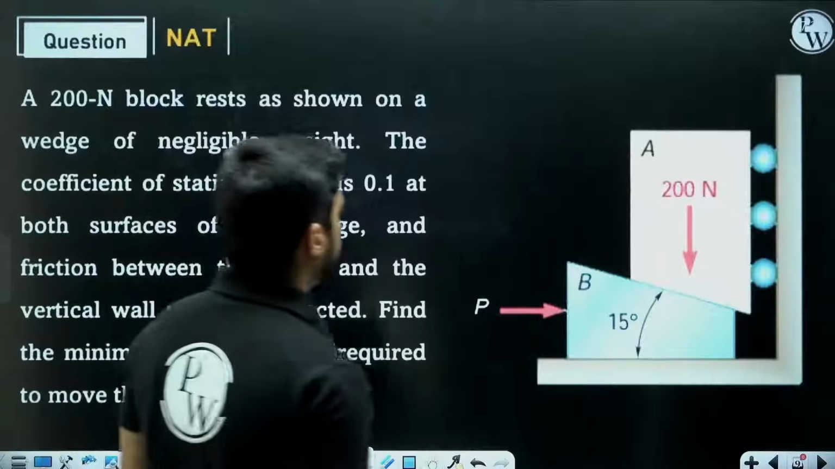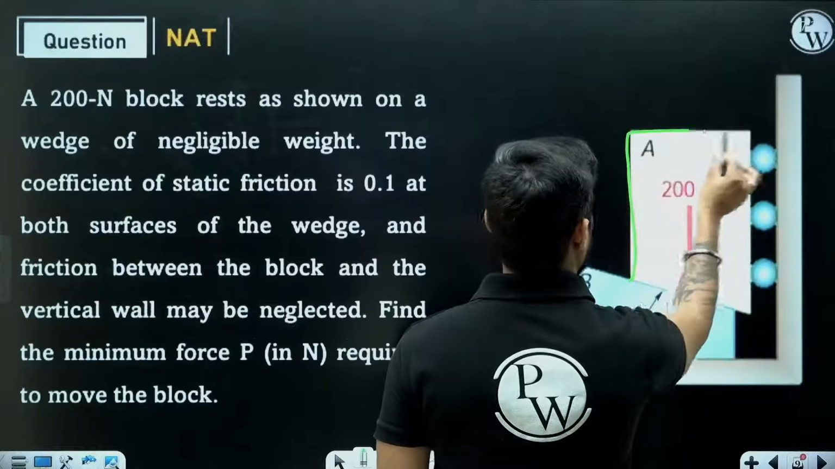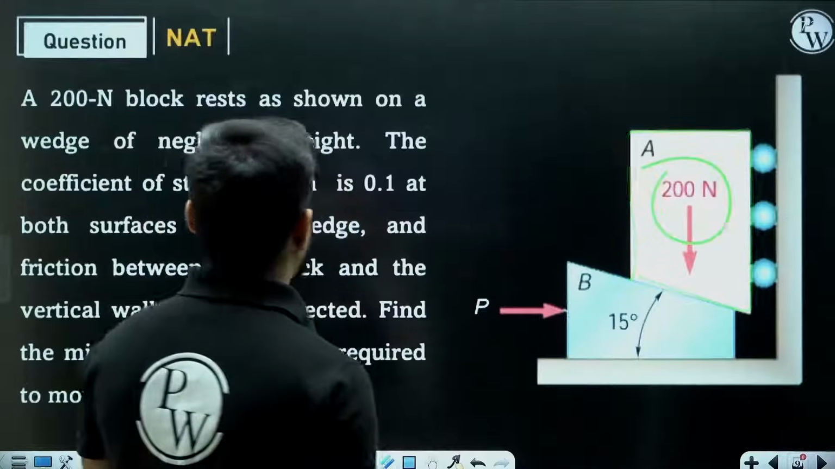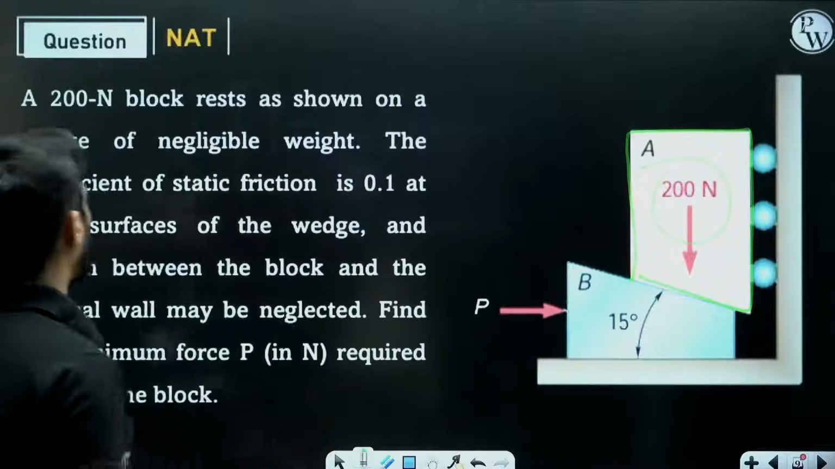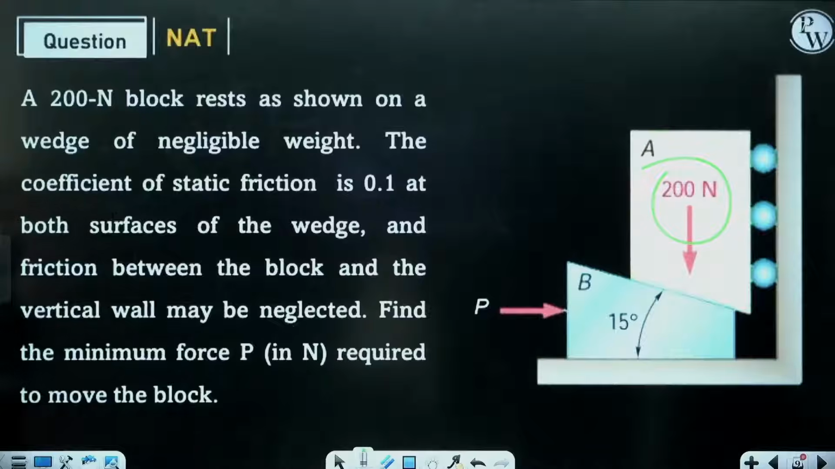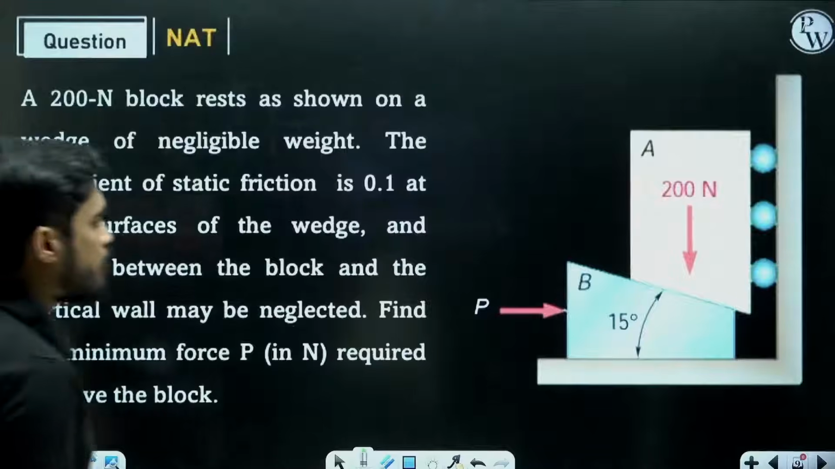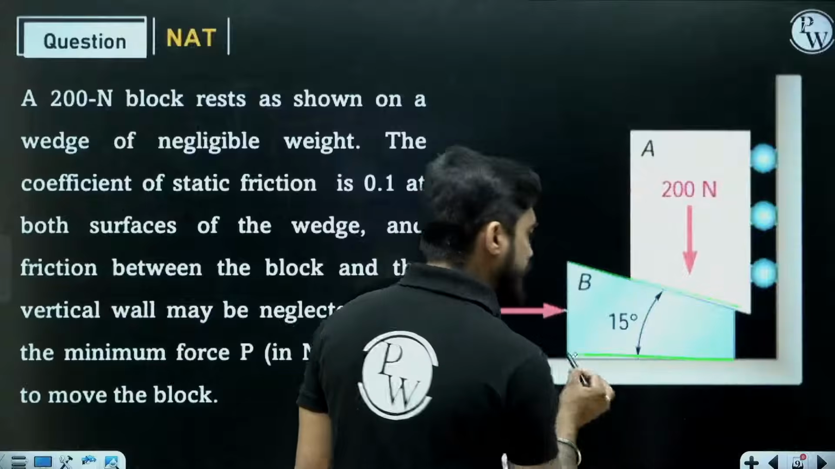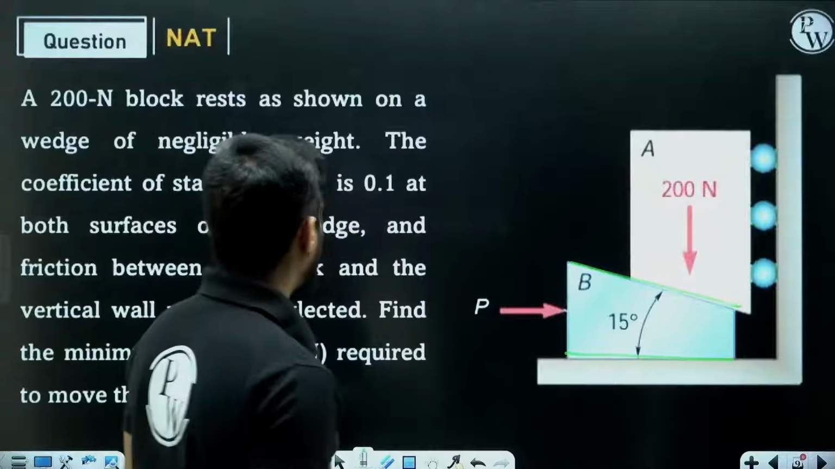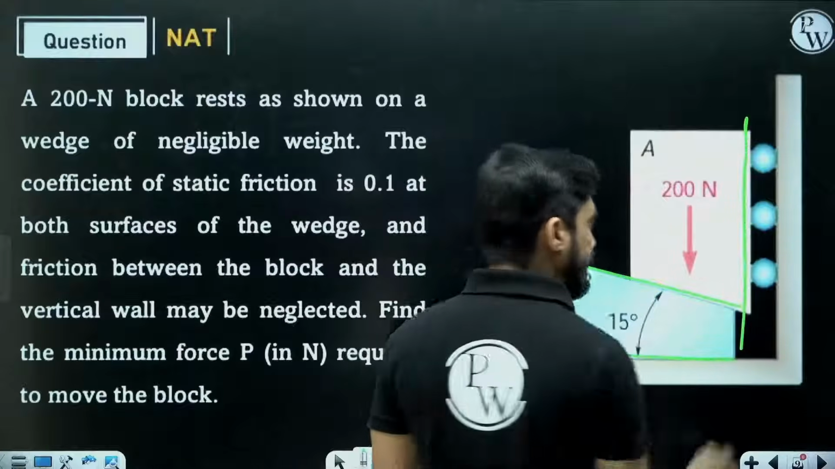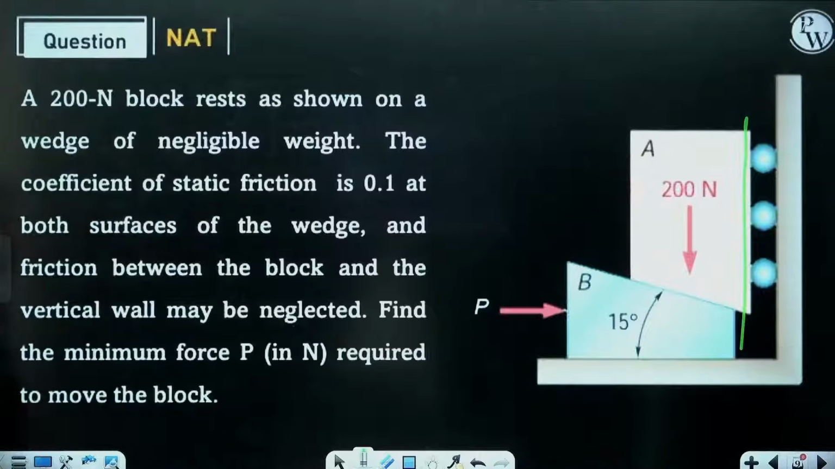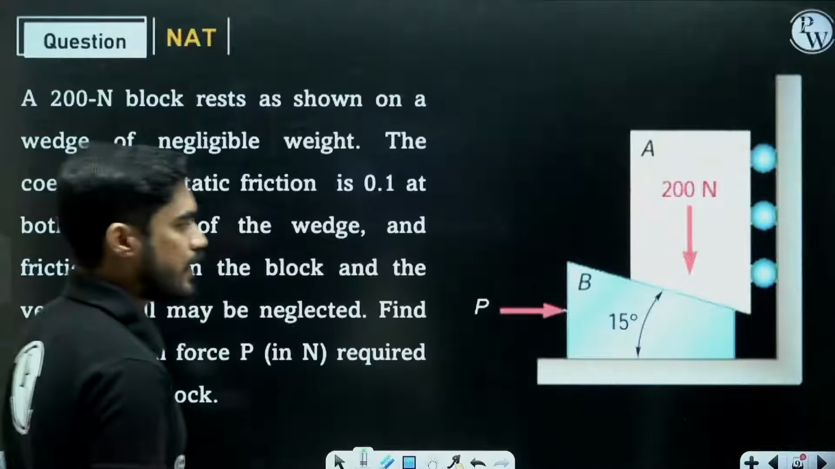See, here we have a 200 Newton block. This is a block of weight 200 Newton, and the wedge is of negligible weight. Coefficient of friction is 0.1 at both surfaces of the wedge. So we have friction on this surface as well as on this surface, and friction here will be neglected due to rollers. Okay, and now we need to find the minimum force P required to move the block.